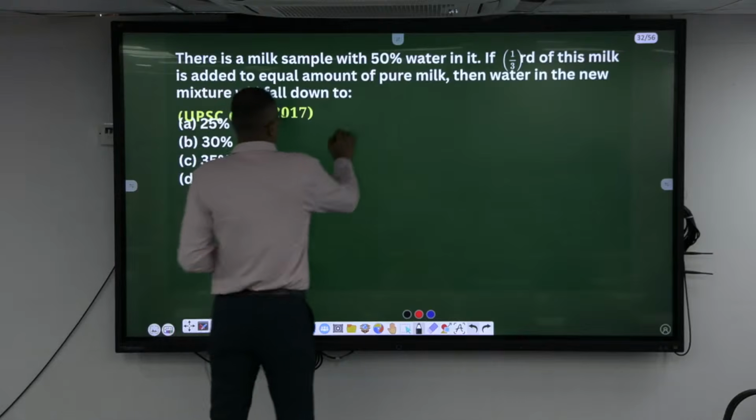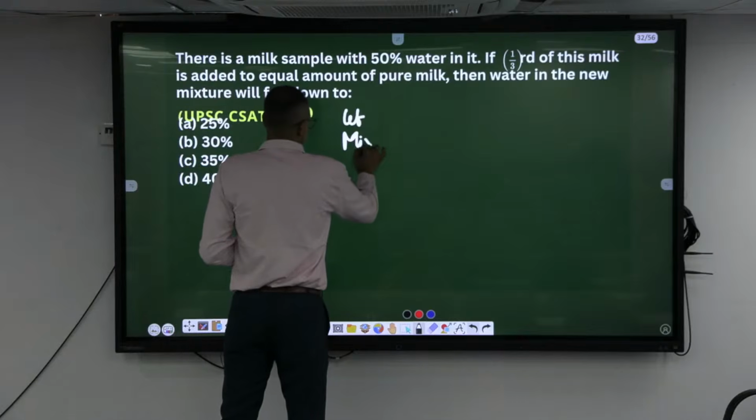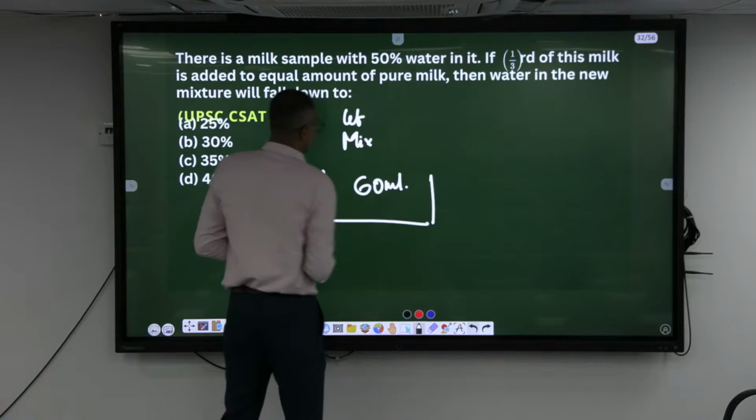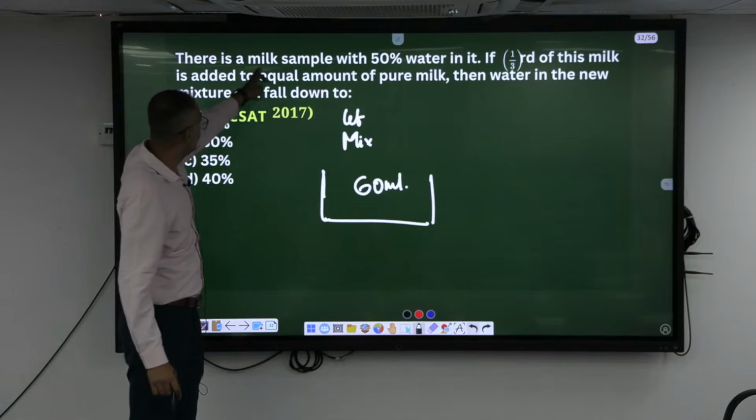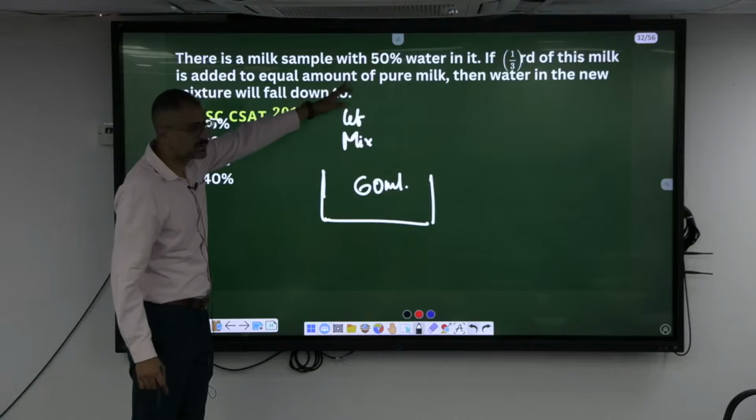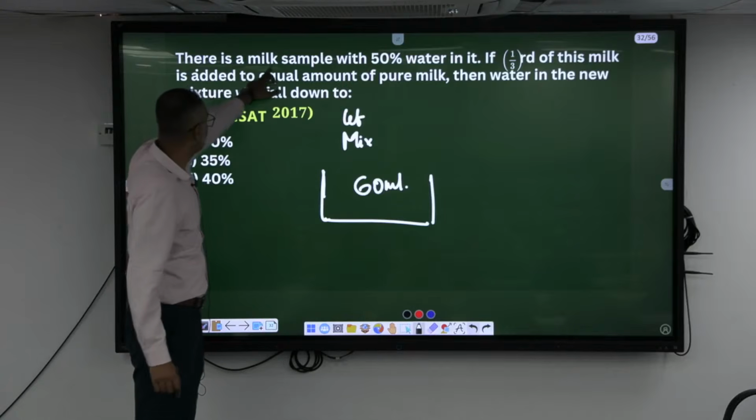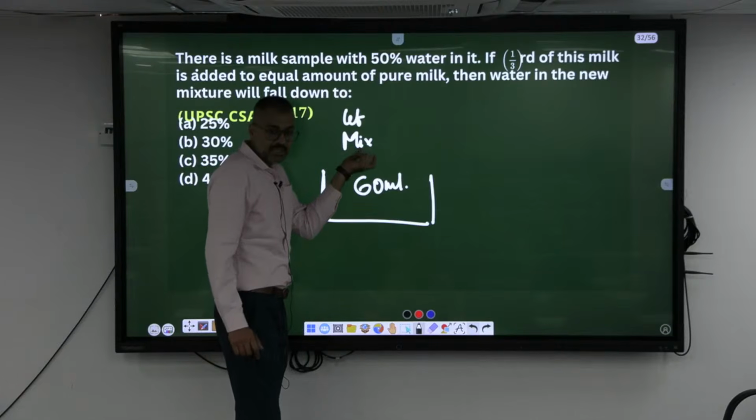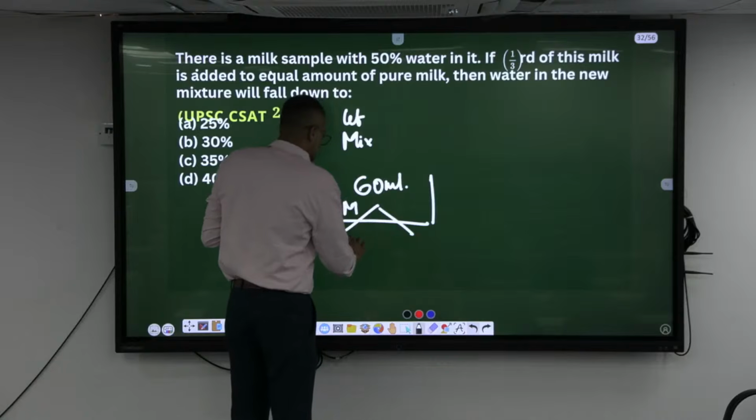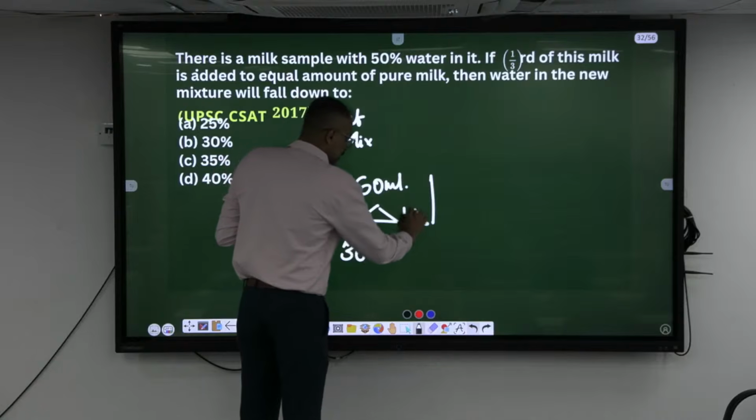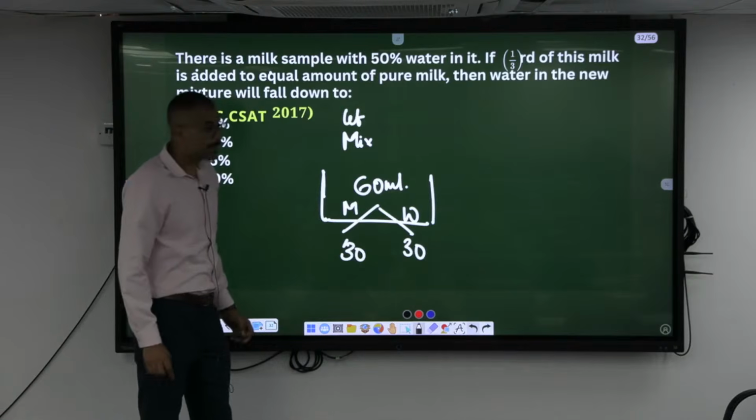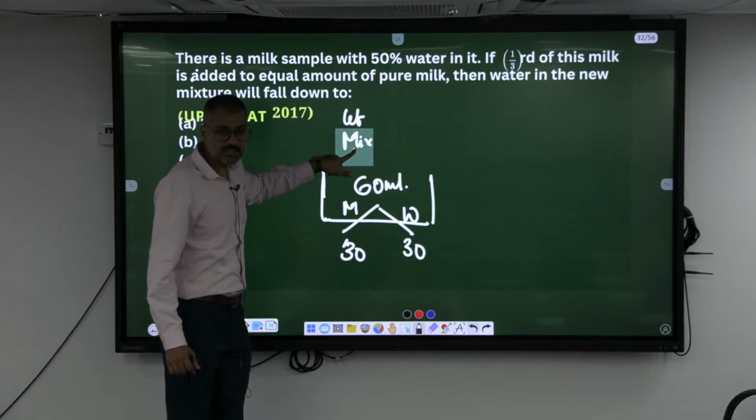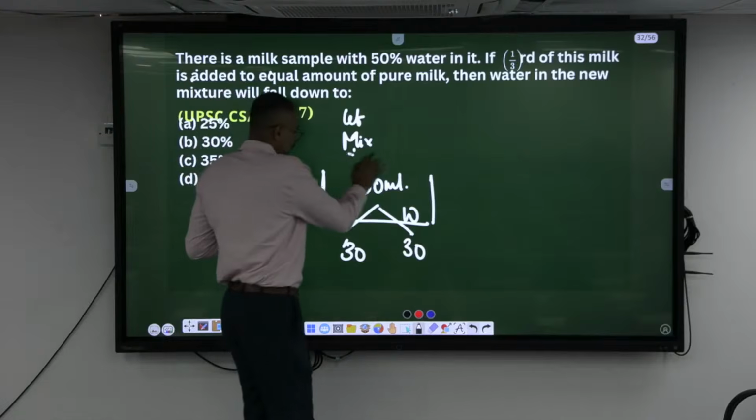Okay, let the mixture be 60 ml. Okay, there is a sample of milk which is 50% and water is 50%, right? There is a milk sample with 50% water. Milk sample with 50% water means it has to be a mixture in which how much is milk? 30, 50%. This has to be water, which is nothing but 30. Agree? Now 1/3 of this milk is added. 1/3 of the milk means he is talking about mixture only.